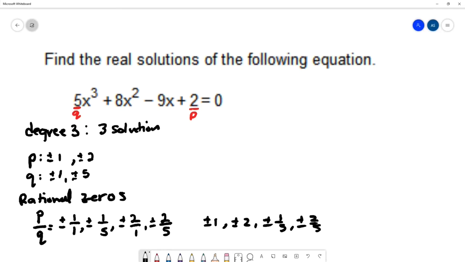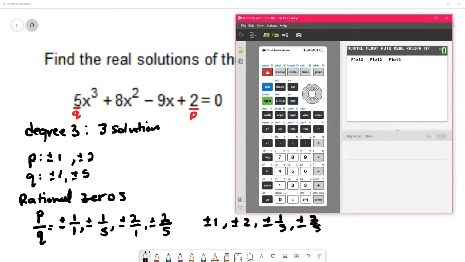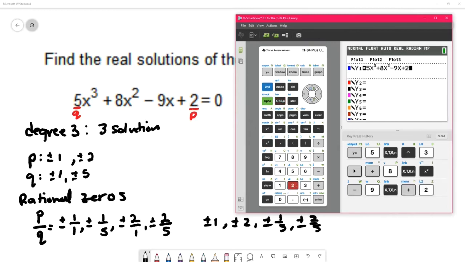So I can test out which one of these is true using my calculator. So I'm going to bring my calculator in. And in the y equals menu, I'll put our equation: 5x cubed plus 8x squared minus 9x plus 2. And I'm going to use the table to help me do this. You don't have to use the table, but that's what I like using.